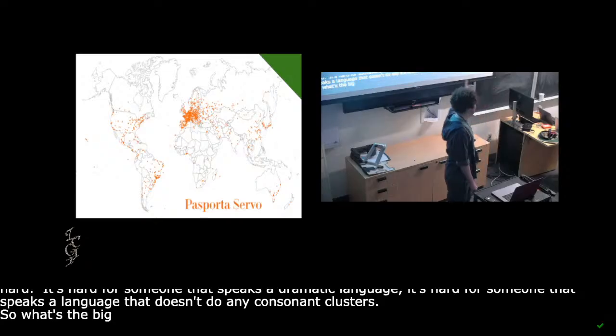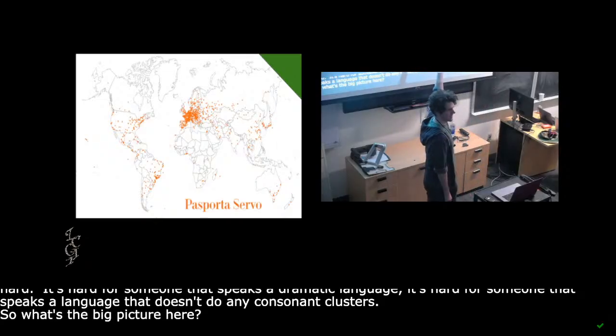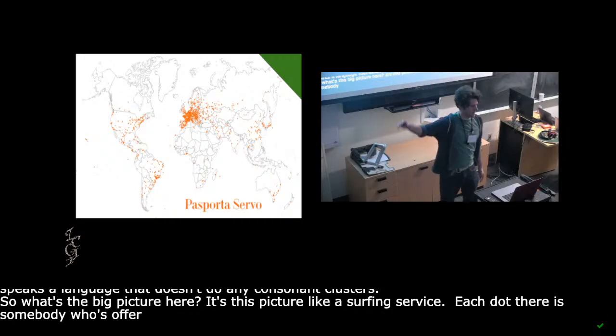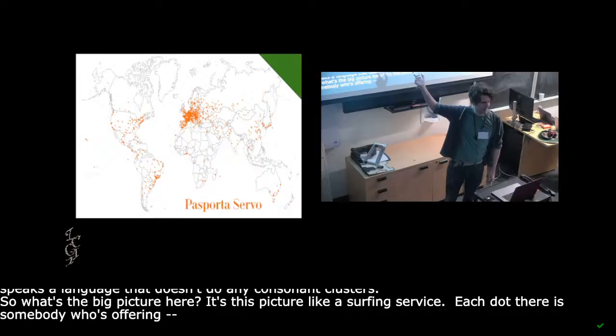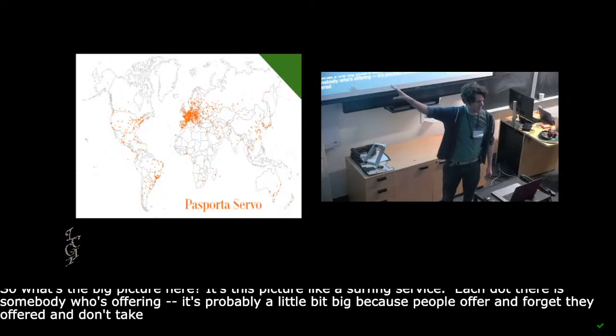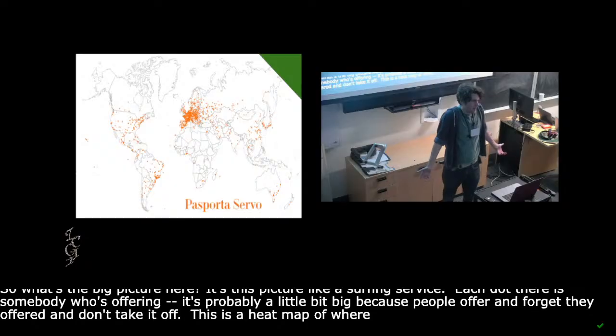So yeah, what's the big picture here? This picture is like a couch surfing service, but each dot is somebody offering their house to be stayed at. It's a little bit fake because people offer and then forget that they offered and don't take it off. But anyway, this is a general heat map of where Esperantists might be by one metric, and it's not super representative. Obviously, there are people everywhere, but it's not proportional.